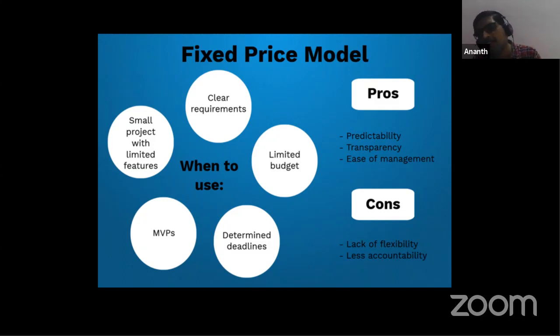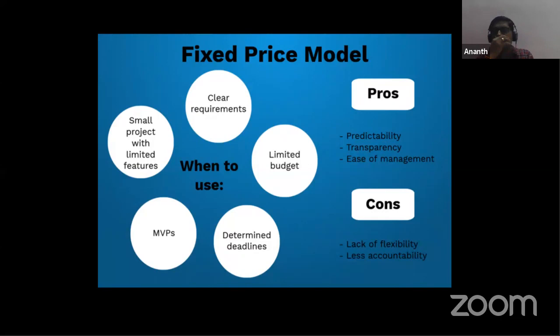Cons. The disadvantages are lack of flexibility. You will not have flexibility because you don't have enough money. You can't do anything extra, or you don't have time. You have a time constraint, so whatever gets constructed should be done by October 1st. So you don't have that flexibility.